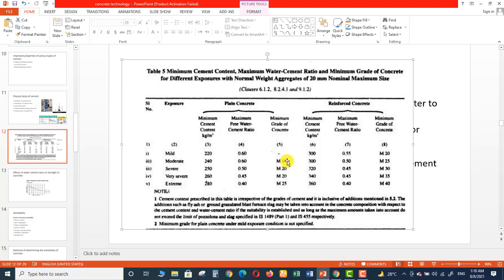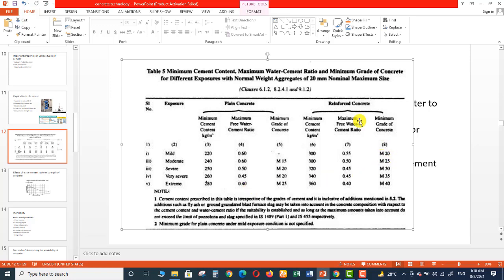As we can see, as the compressive strength of concrete is increasing, here the water cement ratio is decreasing. Got it? As I said earlier, water cement ratio and compressive strength of concrete are inversely proportional. As the compressive strength is increasing from 15, 20 and then 25, the water cement ratio is decreasing from 0.6 to 0.5 and then 0.45 and 0.40.